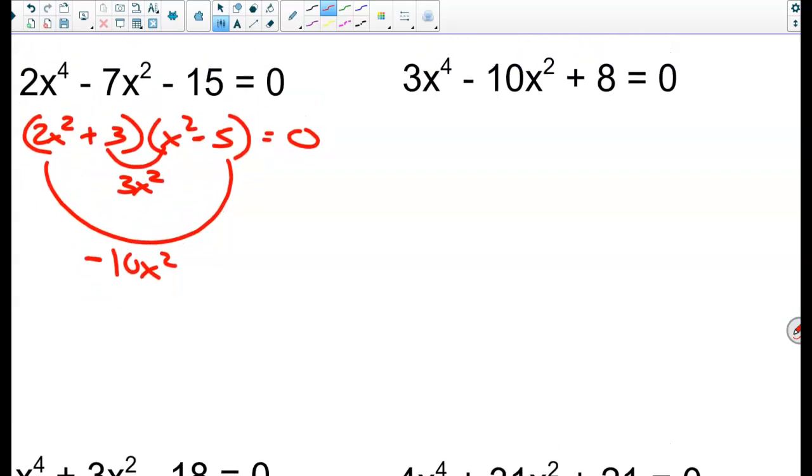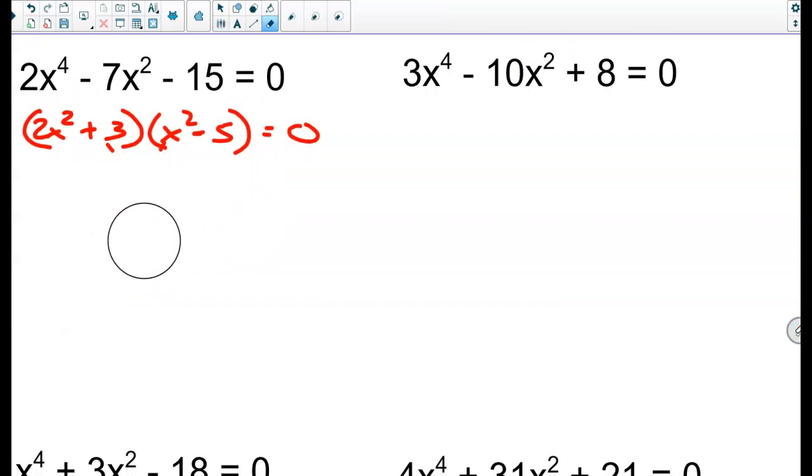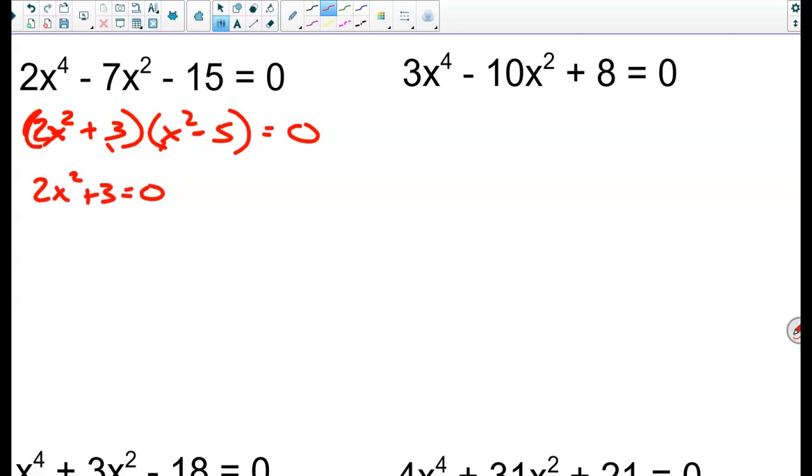Okay. Now, to finish the problem, I've got to set, and actually I'm going to erase this so I have more room. I've got to set each parenthesis equal to 0. We subtract 3. We divide by 2. So my x squared is equal to negative 3 over 2.